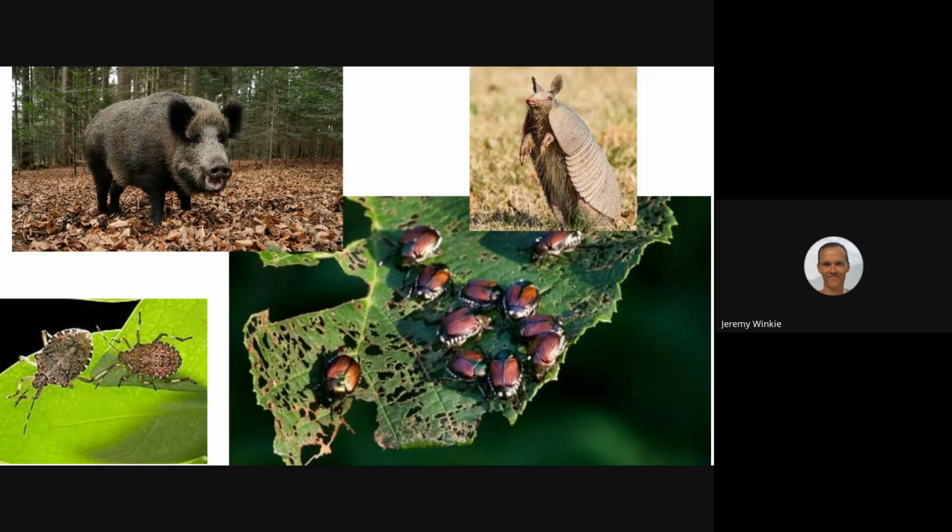A couple of other invasive species to our area: you've got wild boar, armadillos, stink bugs, and Japanese beetles. Those are all native to some other place, and then they've made their way into Kentucky.